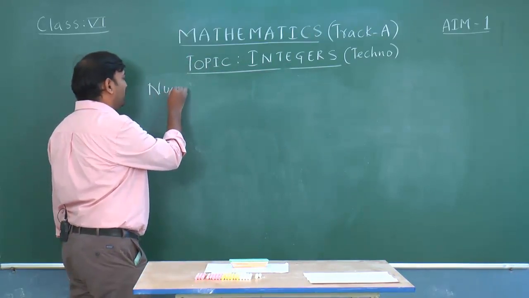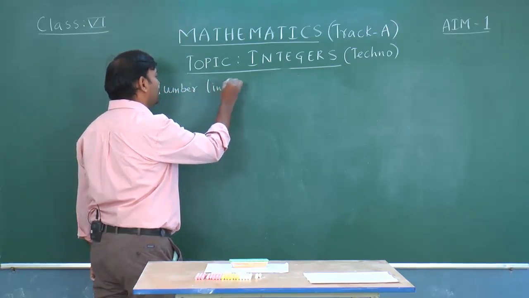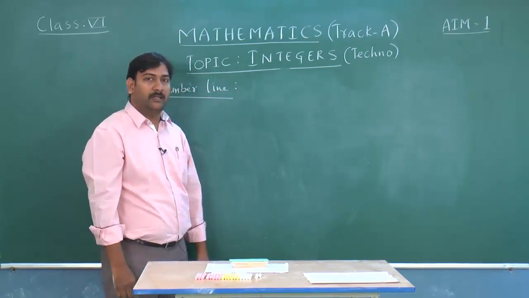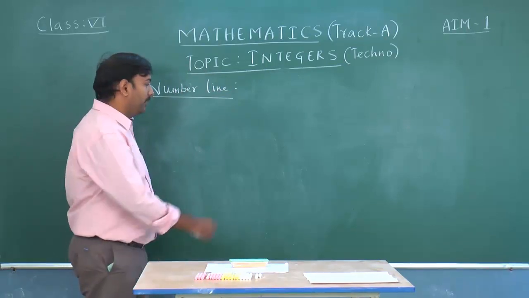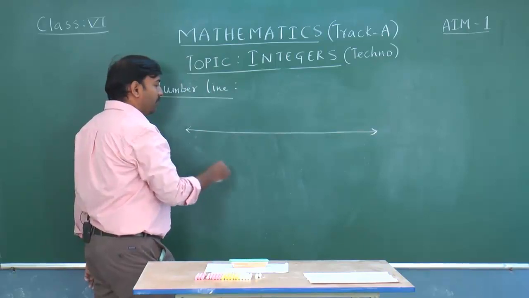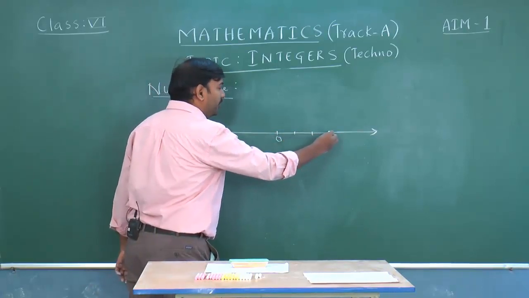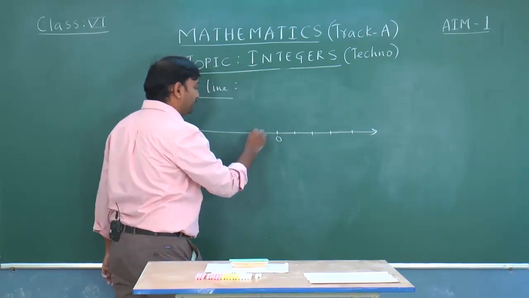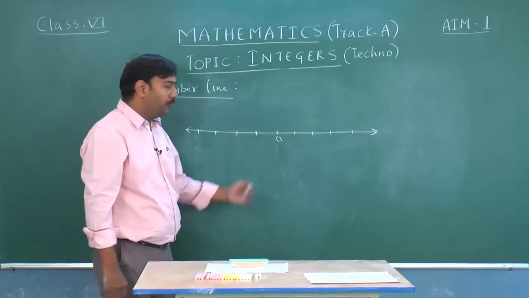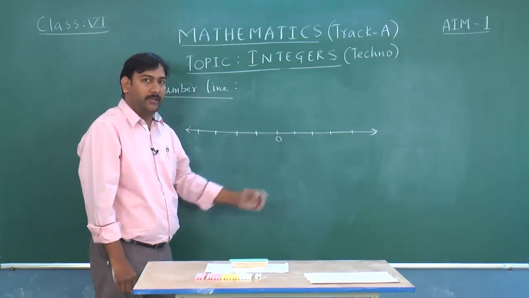Now let us discuss how to represent integers on a number line. First we need to know what a number line is. A number line is a straight line which has points on it at equal intervals, and we mark the integers at equal intervals on this straight line.